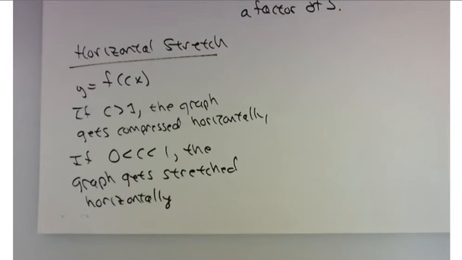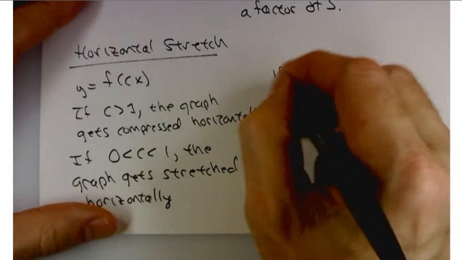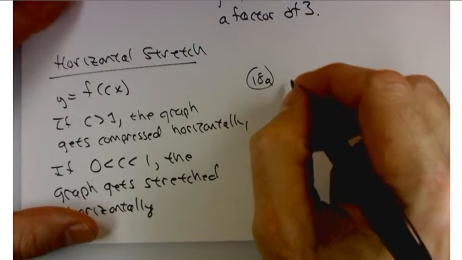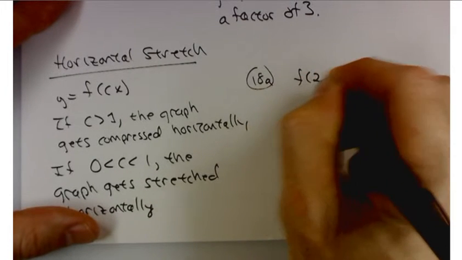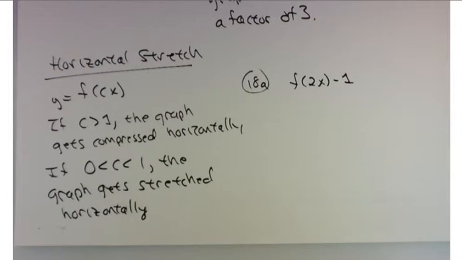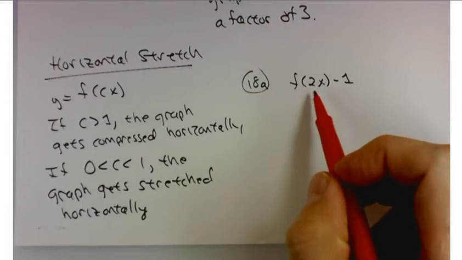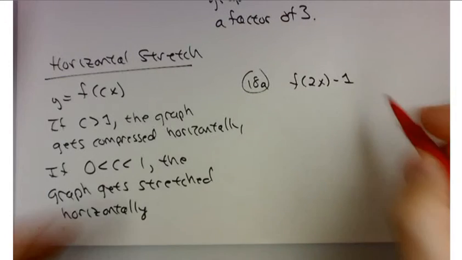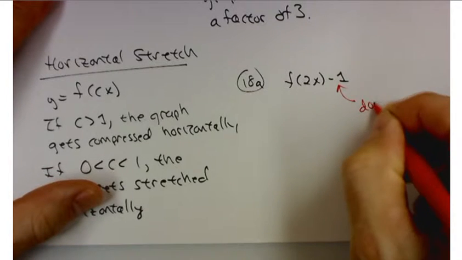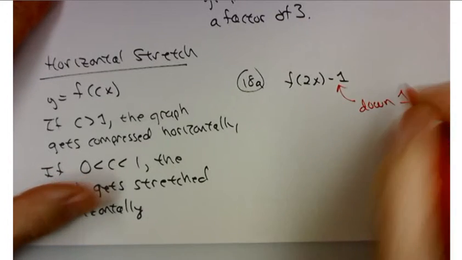So if I have the graph of f of 2x minus 1, let's see what kind of changes this is going to have compared to the graph of f of x. Let's start with the easy part. What's the minus 1 going to do? Yeah, shift it down 1. Down 1. How about the 2 in here? Yeah, it's going to compress it. Compress.